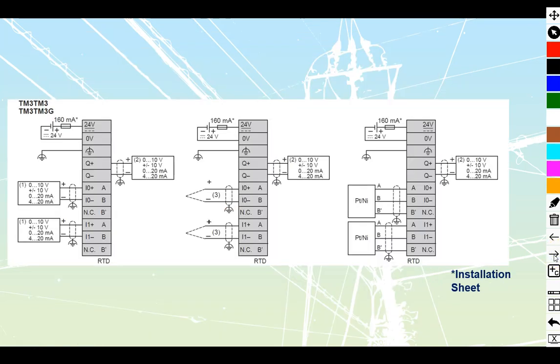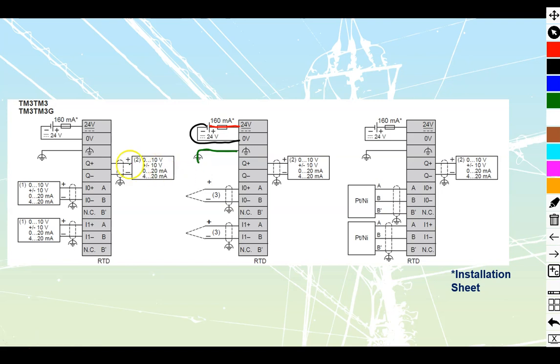All right, looking at our wiring, this is all wiring for this one here, the TM3TM3. What it shows us is that we need to put power. So we'll pick any one of these. We'll deal with this one here, it's right in the middle. We have to apply a positive and a negative from an external supply to this card itself, as well as a ground. That's going to power up and stabilize this card.